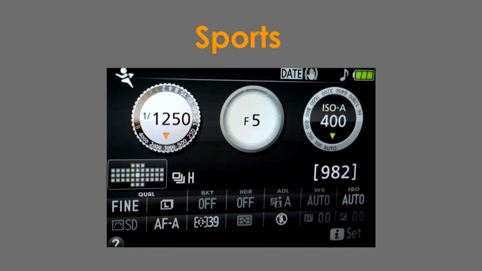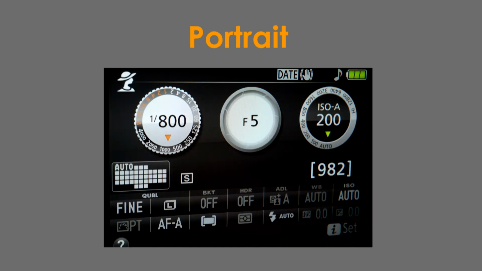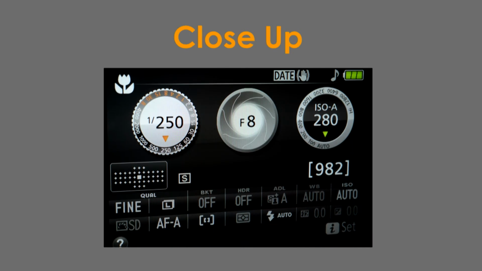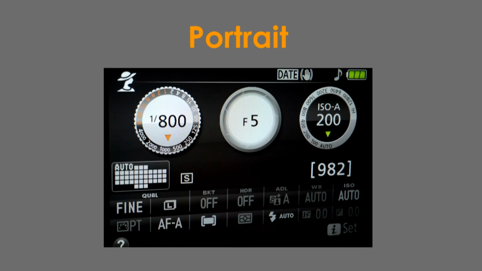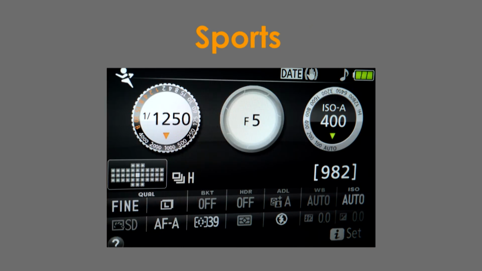And then there is a sports mode, where you will get a faster shutter speed. The camera will set a faster shutter speed, and in all these modes, the ISO also will adjust by itself. At the sports mode, it has gone to 400. At the landscape mode, it's at 400. At the portrait mode, it has set itself at 200, and at the close-up mode, it's at 280 ISO. Now, here is the portrait mode, here is the landscape mode, and here is the sports mode.